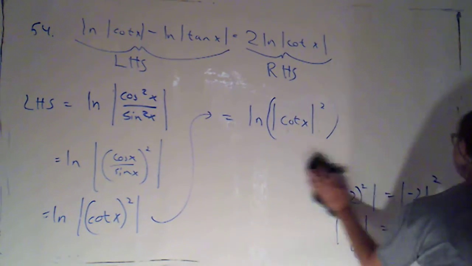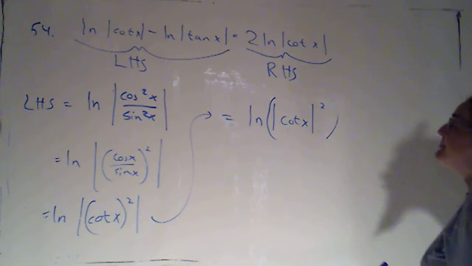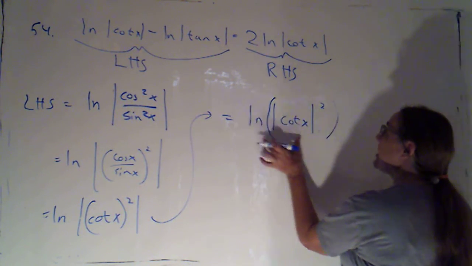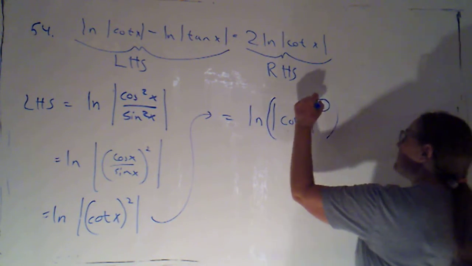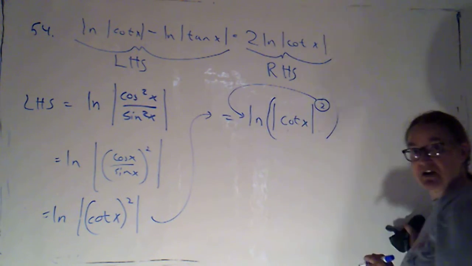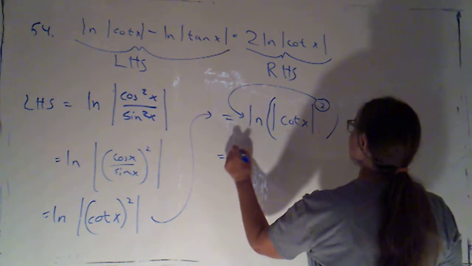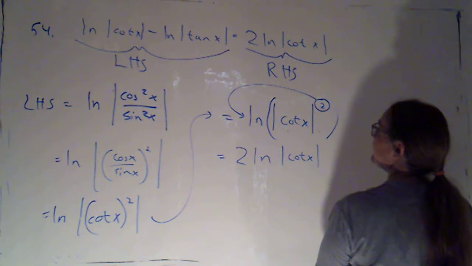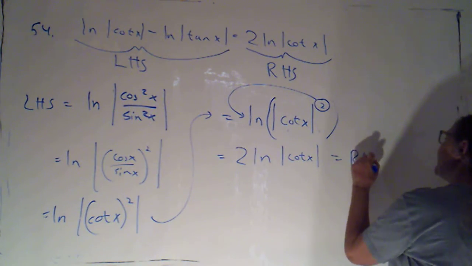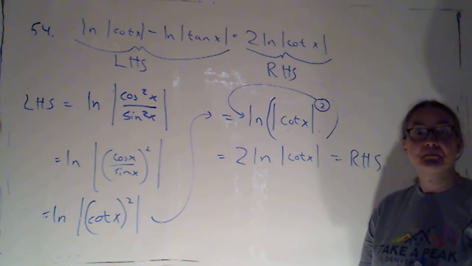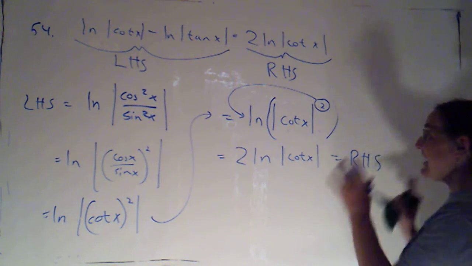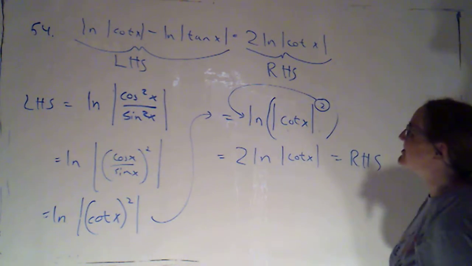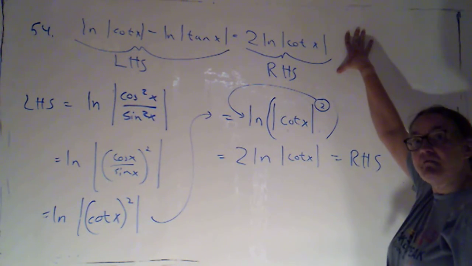And now I can see how I'm going to get to the right-hand side, because now I can use the power rule for logs. So when I've got the natural log of something to a power, remember that power can come down and become a coefficient. So I can say this becomes 2 natural log of the absolute value of cotangent of x, and that's exactly what the right-hand side was. So kind of neat that we can actually combine our knowledge of logs and our knowledge of trig functions to prove an identity that involves both of them.